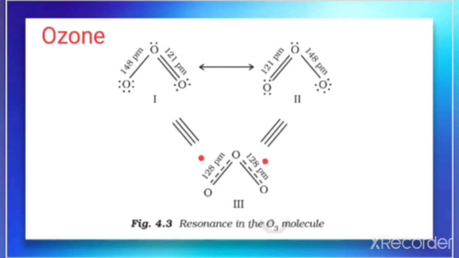Experimentally it was found that the bond length for both the single and double bond is 128 pm. That means both the bond lengths are equal. So it explains that the actual structure is in between the two structures. So this actual structure is called a resonance hybrid. The above two structures are called resonating structures, which are represented by double-headed arrows. The resonance hybrid is the hybrid structure of the first and second structure.